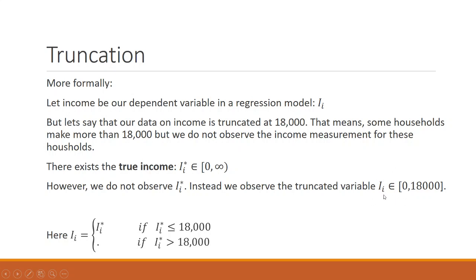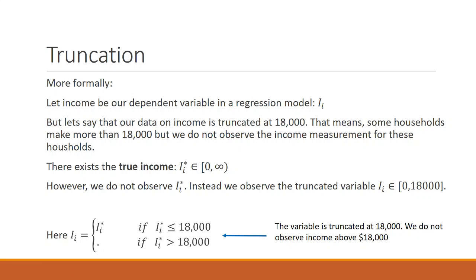And I is between 0 and 18,000. And so the variable that we observe, I, is equal to I star if I star is less than or equal to 18,000. But if I star is greater than 18,000, it's missing. So it means our variable is truncated at 18,000. We do not observe income above 18,000. It's missing from the data set entirely.